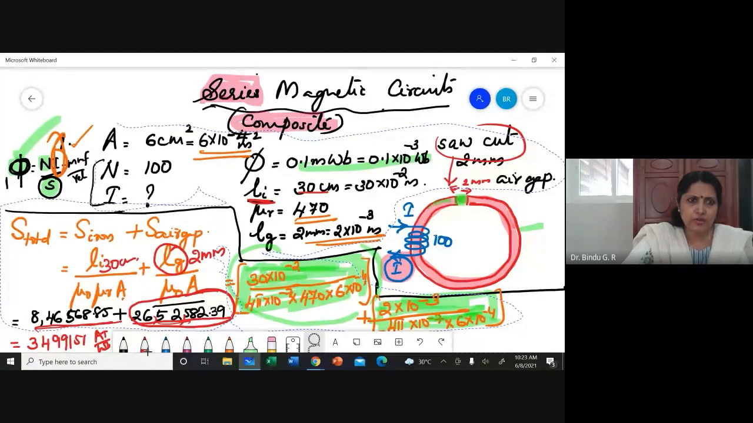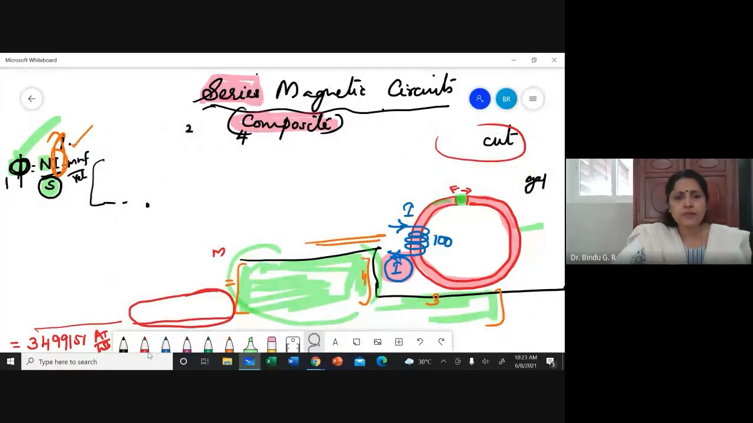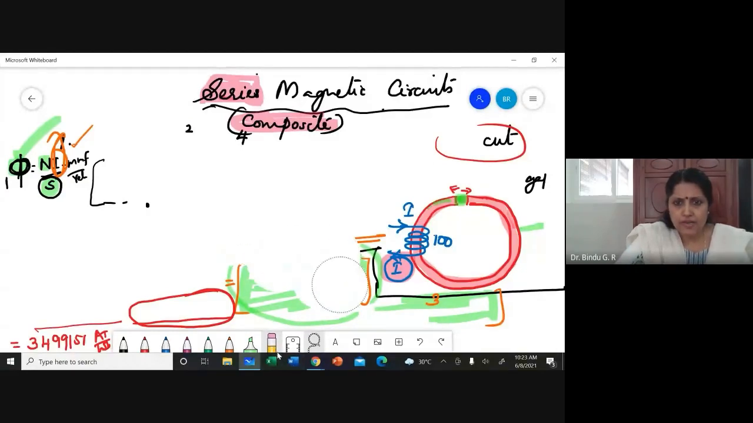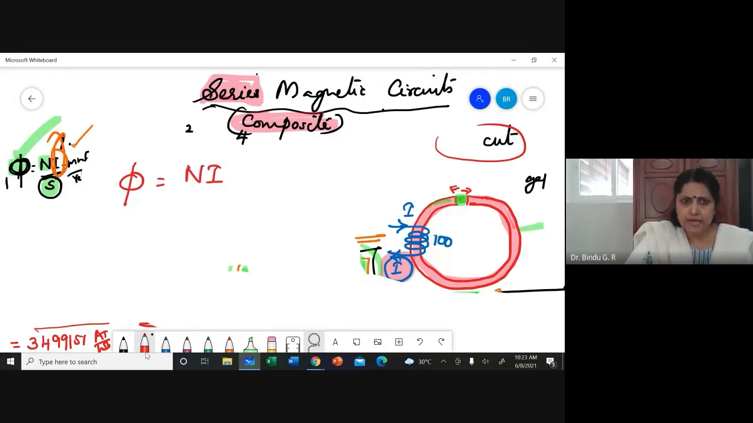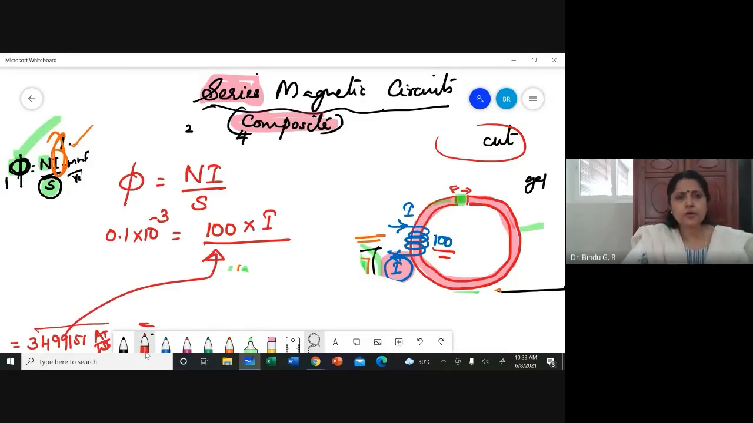Where did I start from? Okay. So what we are going to now find out is this much only. That is, now we have phi is equal to Ni by S. Flux we have as 0.1 into 10 raised to minus 3. Number of turns is 100. So 100 into I divided by this reluctance. On solving, you will get I is equal to 3.5 amperes.